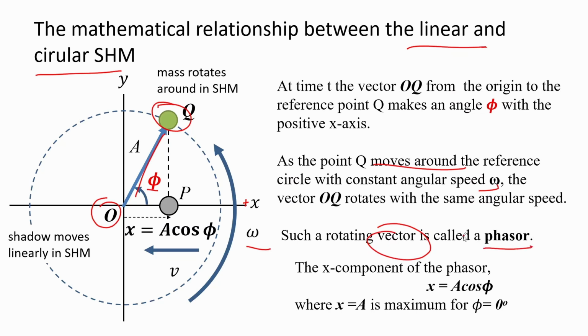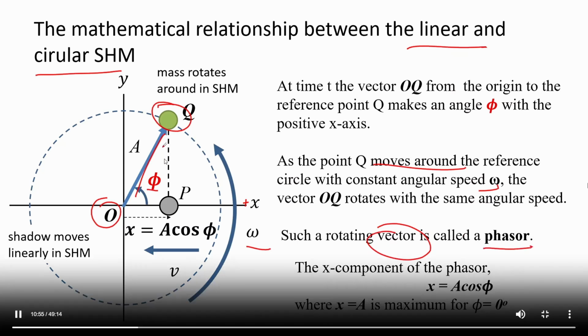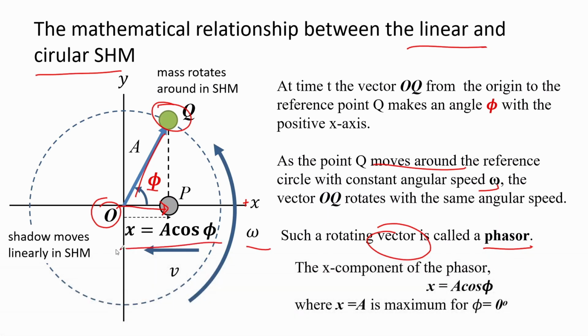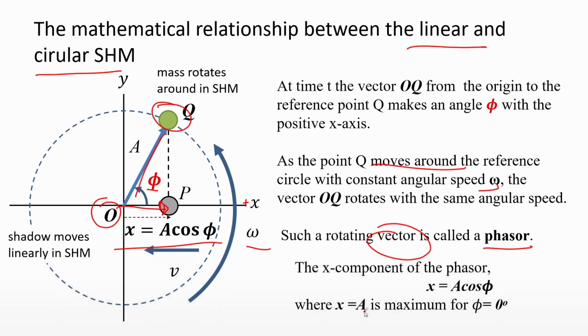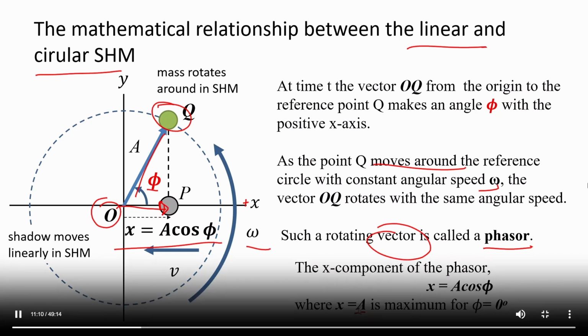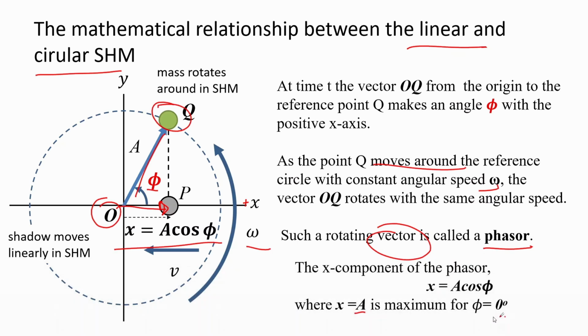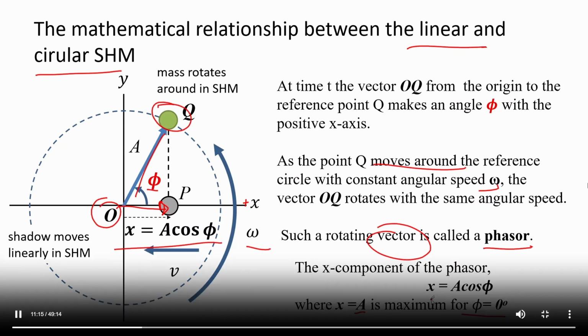The x component of the phasor, this one, is given as x is equal to a cosine phi. Here x is at the maximum amplitude a, where x is equal to a as the maximum value when phi is 0 degrees.